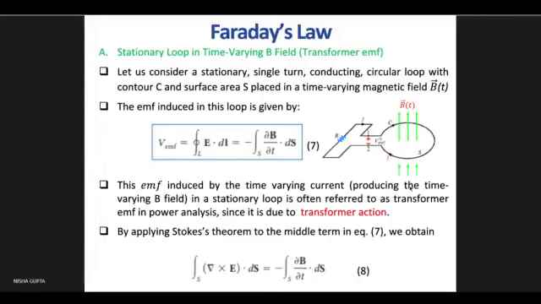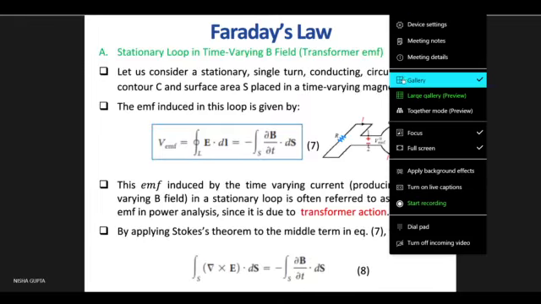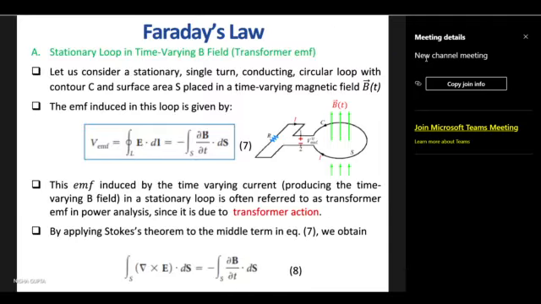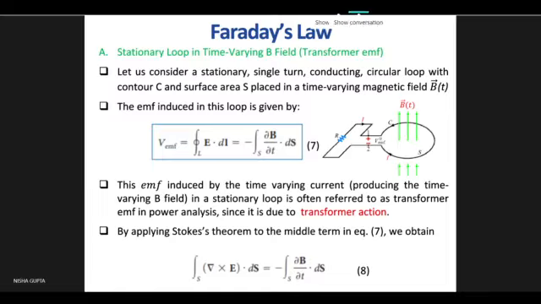Consider a stationary, single turn, conducting circular loop. You can see in the figure that you have a circular loop, it is a conducting loop, and it has a single turn. Its contour is C, which encloses the surface area S, and it is placed in a time varying magnetic field which is represented as dB/dt.